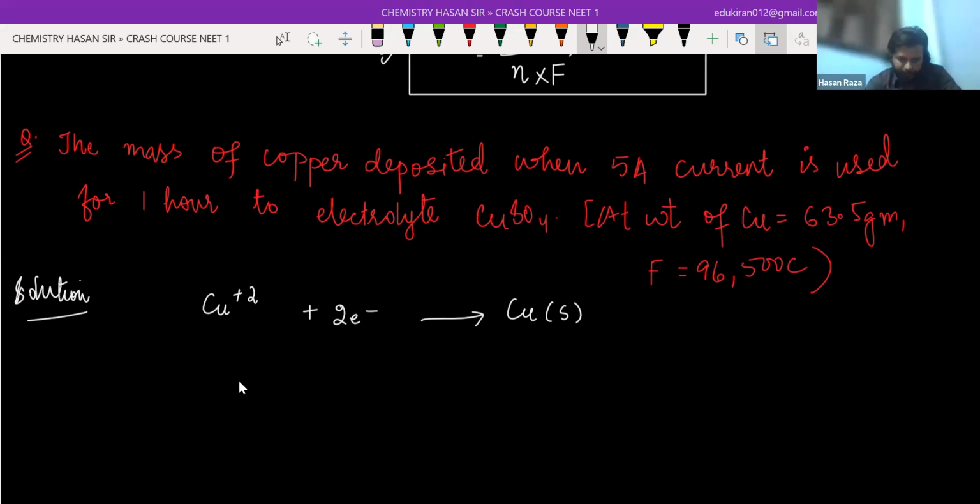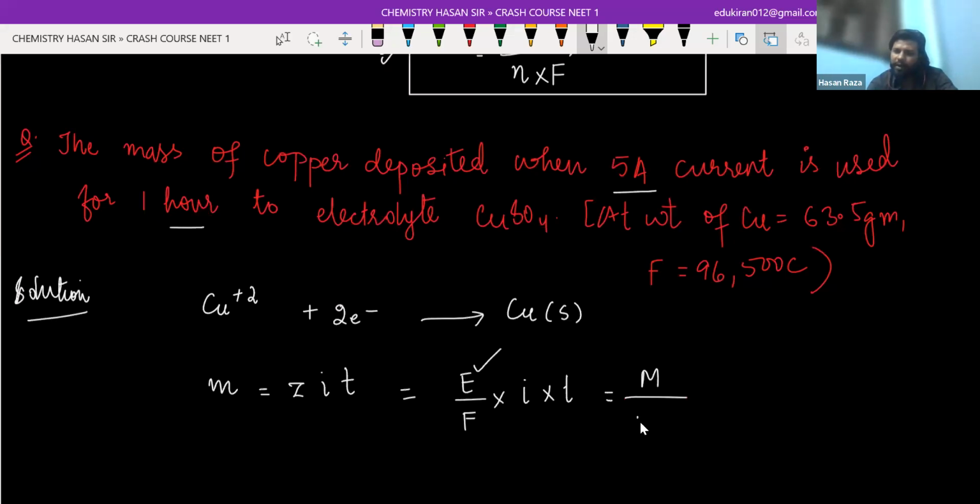Now see, if you are going to apply the formula Z = I T, you can see I is given, T is also given, but Z is not given. So I'm going to break it into another form: E F into I into T. You can see I, T, F. F is given, but E is not given. So I'm going to break this also.